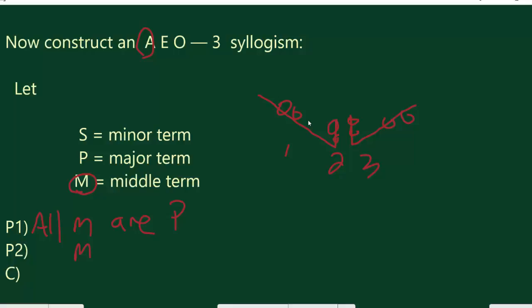Moving to the second premise, which is the minor premise, we're told that it's an E proposition, so no M are S, since it needs to include the minor term. And then the conclusion is an O proposition, and the minor term is always going to go into the subject placement. So some S are not, and then the major term is always going to go in the predicate placement of the conclusion. So some S are not P.